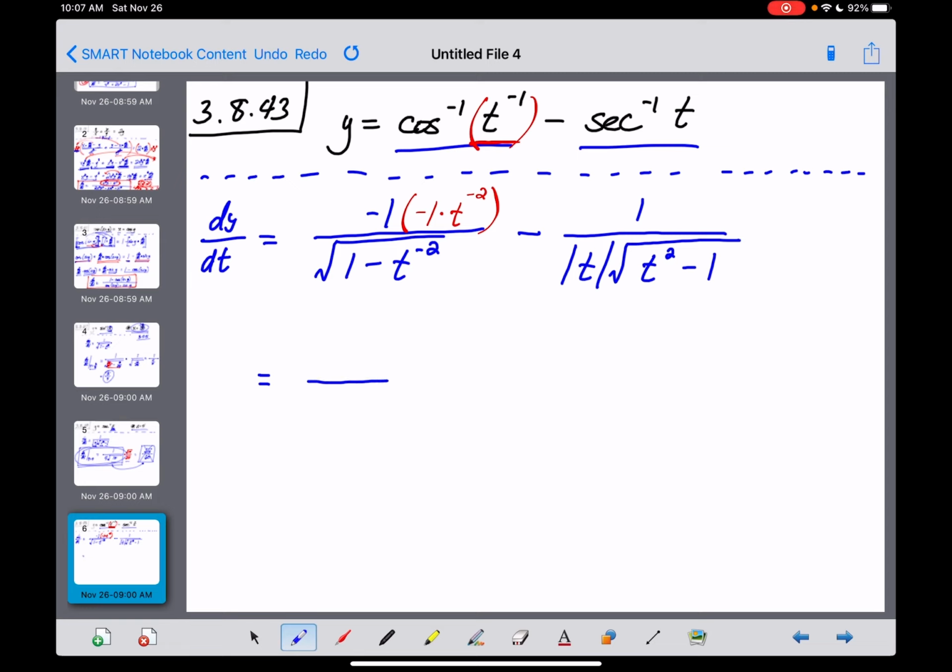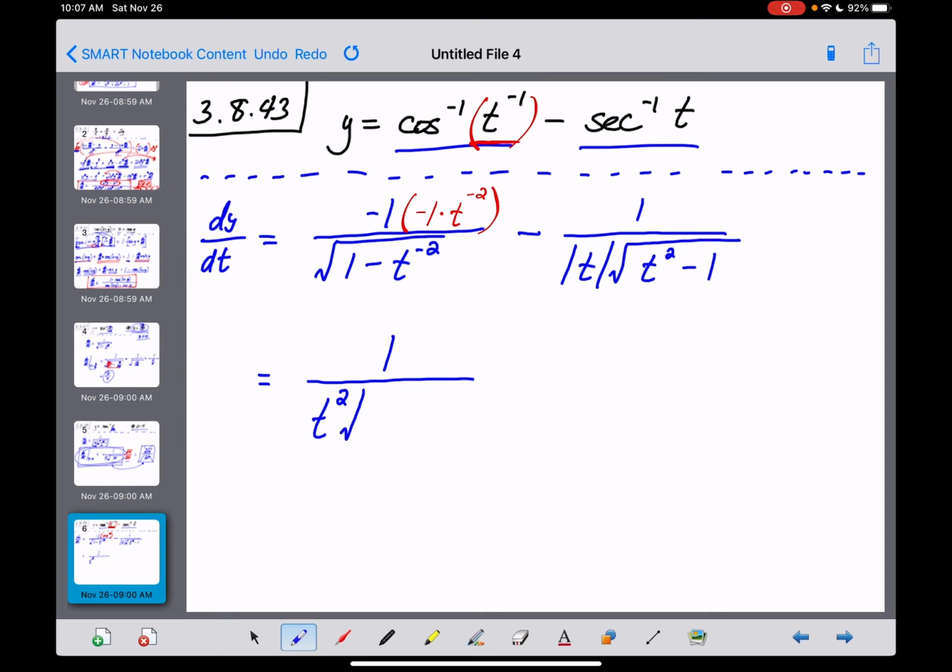For starters, if we take a look at that numerator, we've got a negative 1 times a negative 1, which is just positive 1. And then we have a t to the negative second. Nobody likes that. So I'm going to move that t to the negative second down to the bottom where it's going to become t to the positive second. And I guess at that point, I'll go ahead and put that positive 1 in the numerator.